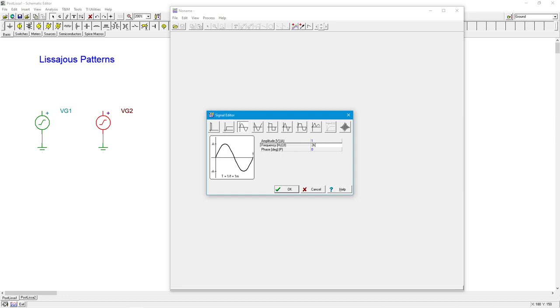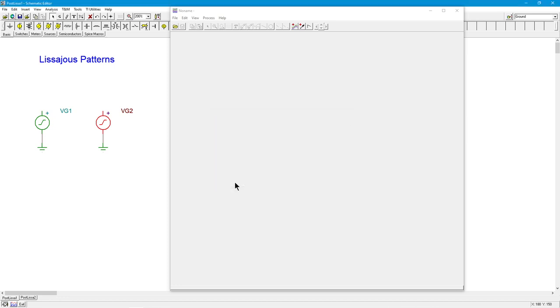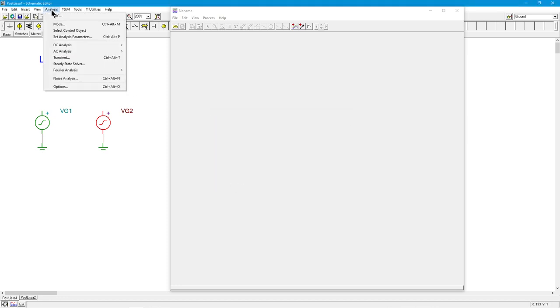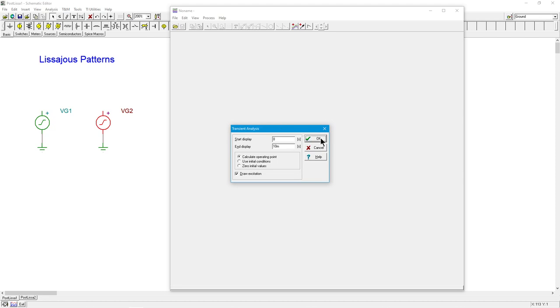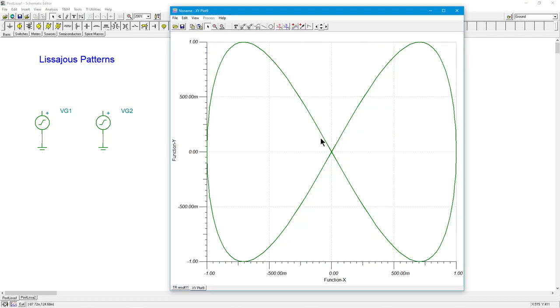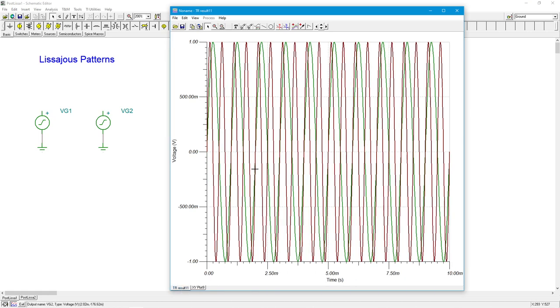So if I have two function generators, I can put this in XY mode, and we get a pattern out of this. So let's do our transient analysis again. Okay, so let me go back to the transient, and you can see that the maroon over here, I know it's a little busy, but the maroon is actually going at twice the rate of the green.